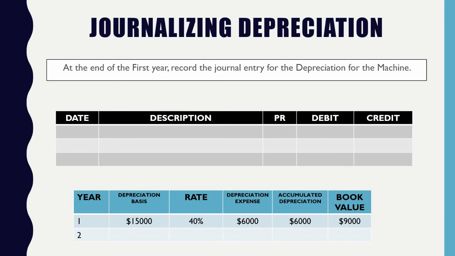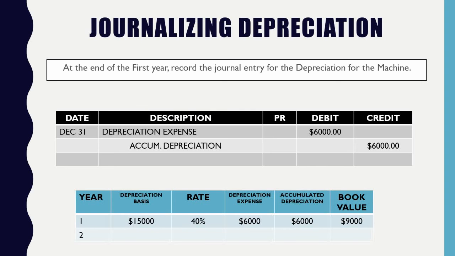Accumulated depreciation, not expense. Oh, so close. Good. So you have the depreciation expense and you have the accumulated depreciation, right? And it's going to be for whatever you solved for that first year. In this case, we solved for it to be $6,000. So there you go. For the end of the year on December 31st, I'm going to recognize that $6,000 is going to be my depreciation expense.